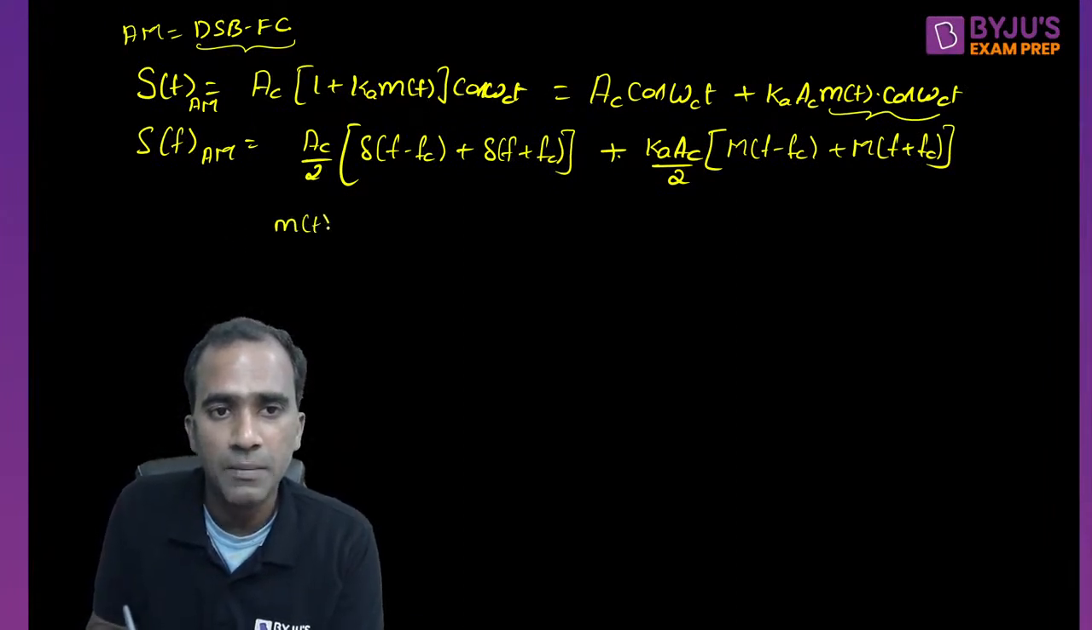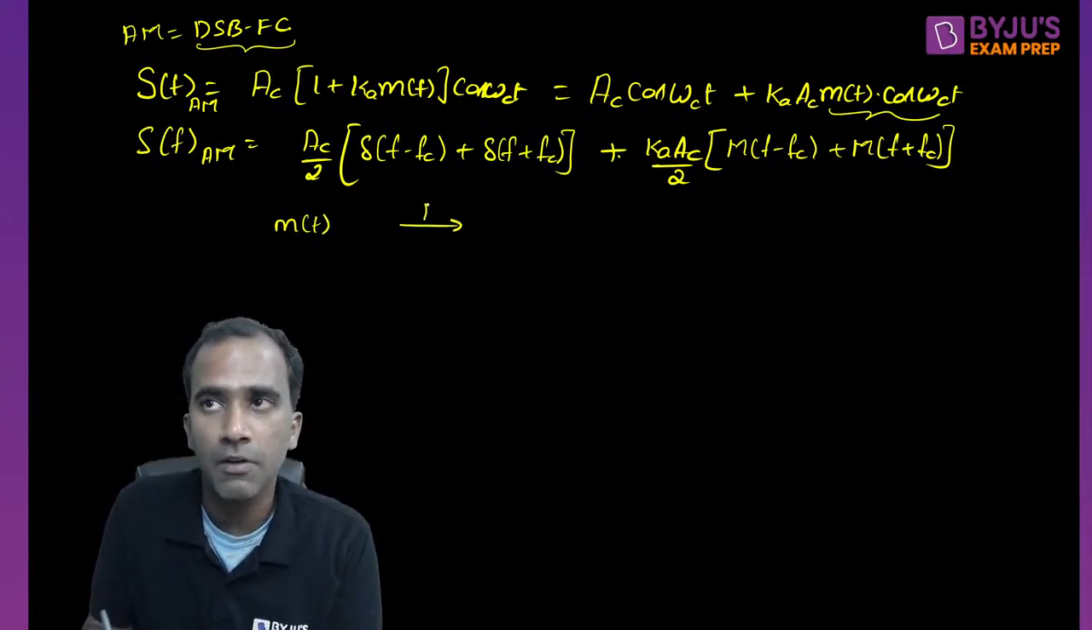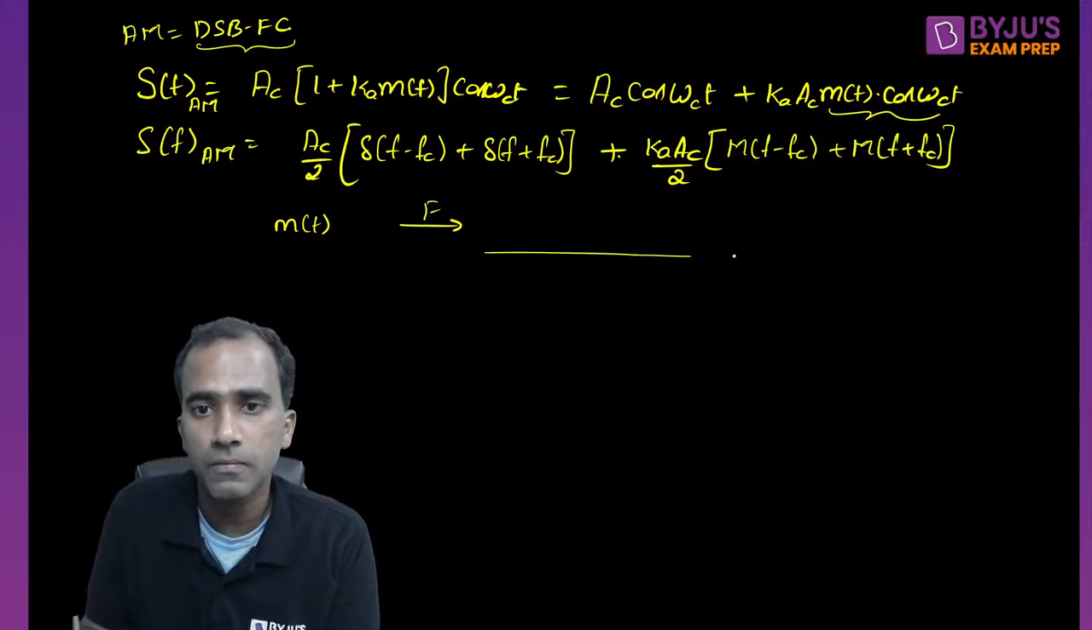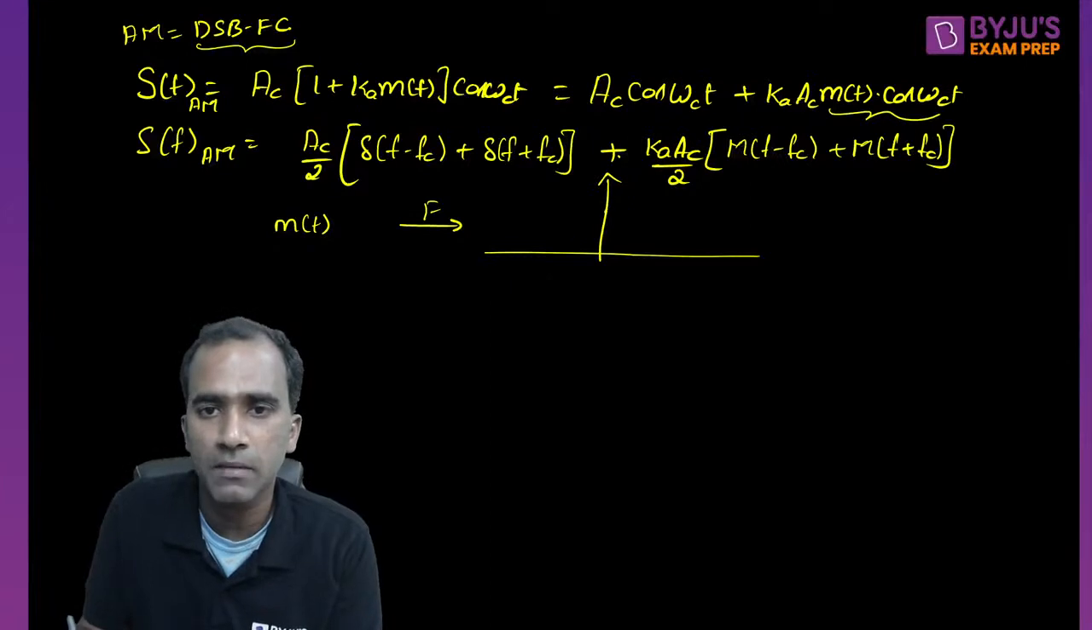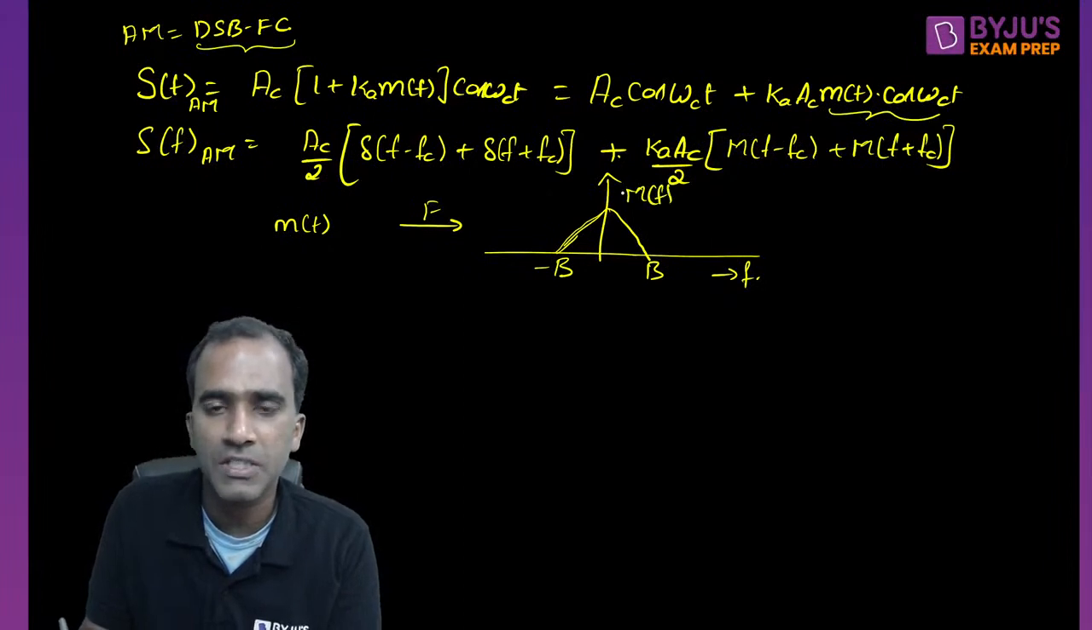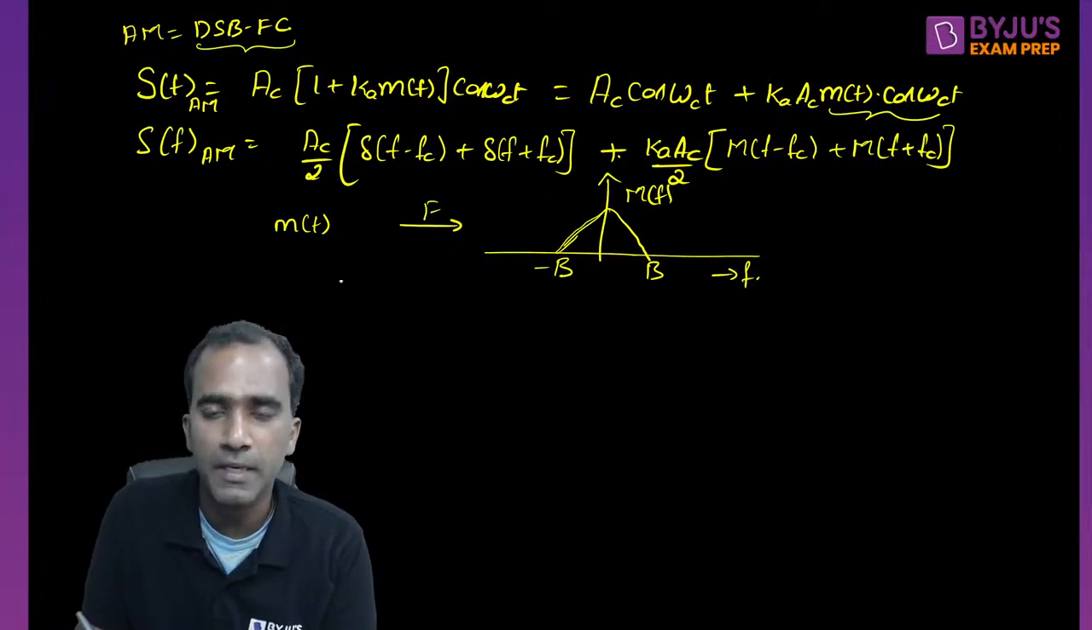If m of t has a Fourier transform of some shape of spectrum, let me take it as a triangle spectrum. It can have any shape. The message Fourier transform can have any shape from minus B to plus B as a function of f. The Fourier transform is M of f, which is the notation we generally take for Fourier transform, the capital letter.